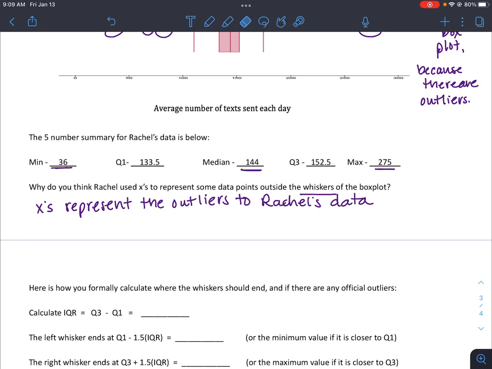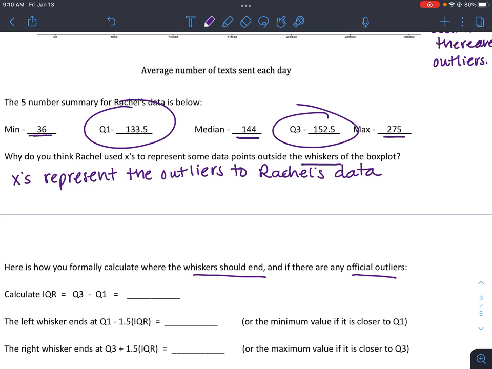All right, so here's how we formally calculate where the whiskers should end and if there are any official outliers. So we started this up above. We're going to do Q3 minus Q1. Q3 minus Q1. 152.5 minus 133.5. And we end up with the IQR of 19.